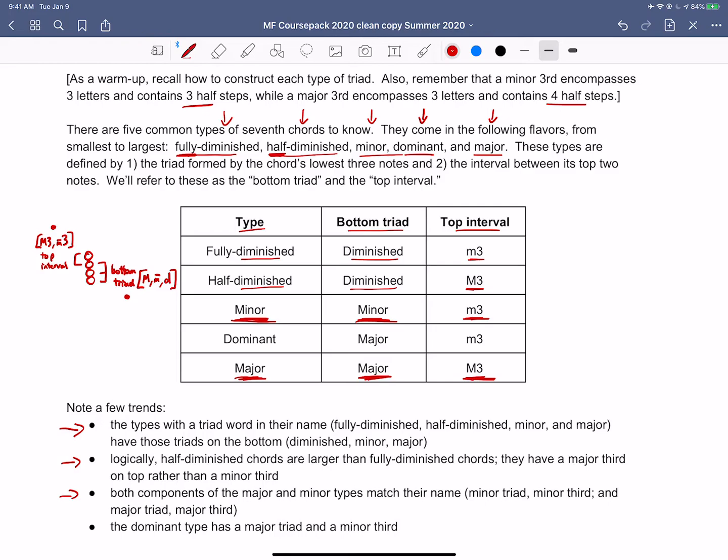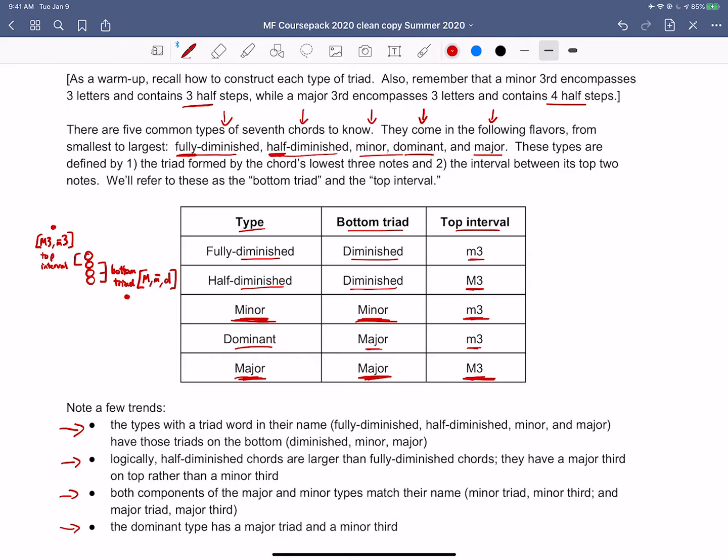So both components match. And now the one holdout, you just have to remember that the dominant seventh chord has a mismatch, and it begins with a major triad on the bottom, and it has the opposite kind of thing on the top, a minor third. So once again, a dominant seventh chord, major triad on the bottom, plus minor third on top.